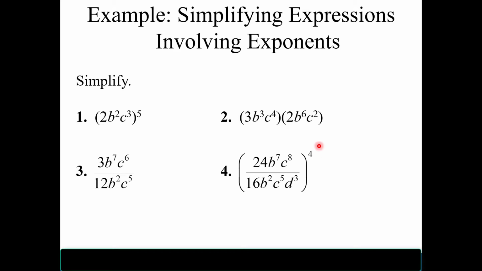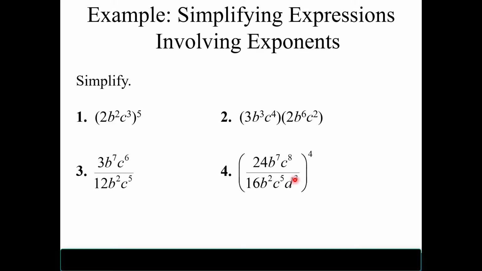Okay. What about the fourth one? Okay, so we have a choice here. We could distribute first if we wanted to. We'd end up with 24 to the fourth power, and then b to the 28th power, and then c to the 32nd power. And then in the denominator, we would end up with 16 to the fourth power, and b to the 8th, and c to the 20th, and d to the 12th. That's how we could distribute this 4 through every one of these terms in the numerator and denominator.